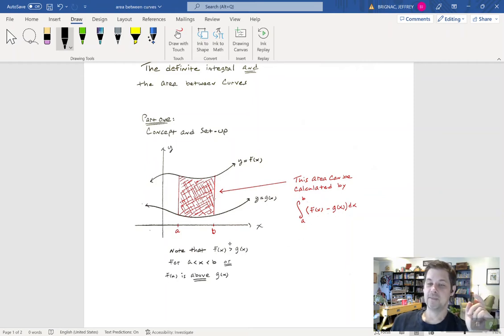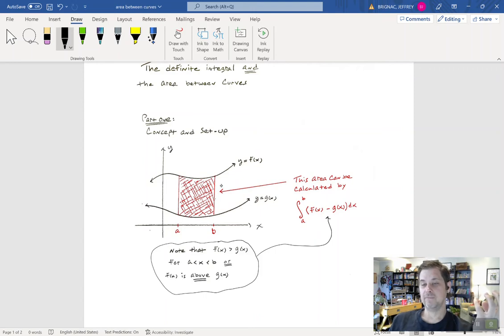Now notice that when I subtract in my integral f of x minus g of x, there is an order there. It's f first, then minus, and then g second. We do it that way whenever the curve f is above the curve g, or if f of x is more than g of x, the same idea. The y coordinate for this point is a bigger number than the y coordinate for this point on the curve under it.